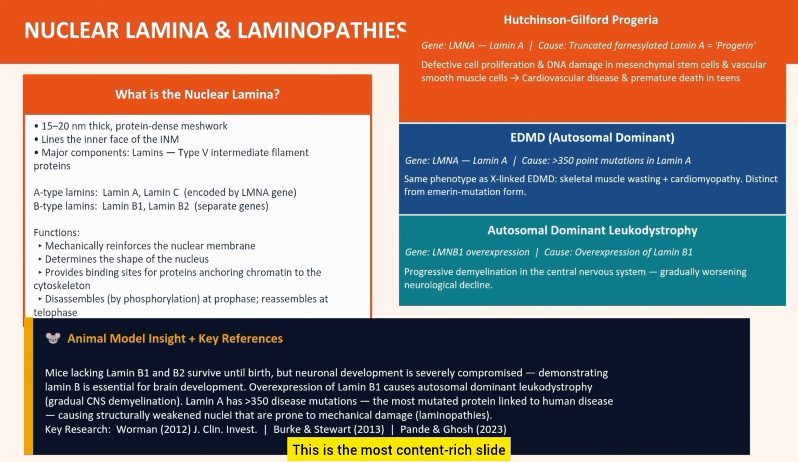This is the most content-rich slide. Take your time. The nuclear lamina. Let me paint you a picture. Imagine the inside of a nuclear membrane, the inner face of the INM. Now imagine a dense, protein-rich meshwork lining that entire inner surface, like a chainmail coat for the nucleus. That is the nuclear lamina. It is 15 to 20 nanometers thick.